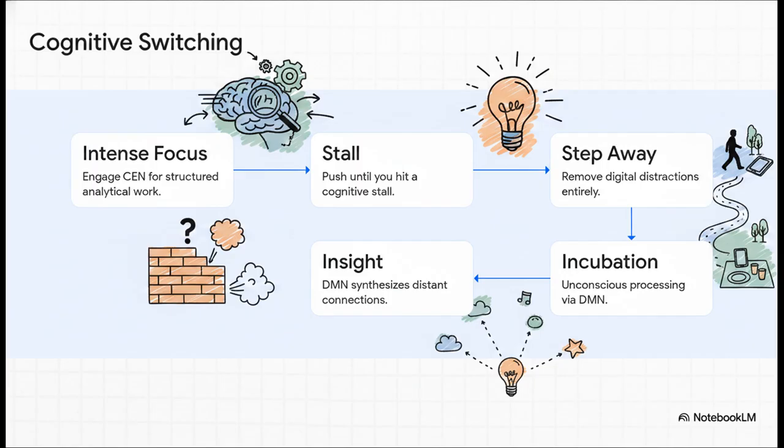Step 1. You engage in intense, structured focus utilizing your CEN. Step 2. You intentionally push yourself until you hit a cognitive stall. Step 3, and this is the vital pivot, you step away entirely. Remove the digital distractions, go take a walk, do the dishes, whatever. Step 4, this triggers unconscious incubation, allowing your salience network to hand the problem over to the DMN. And finally, step 5, the DMN synthesizes all those distant connections, handing you that radical out-of-nowhere insight.